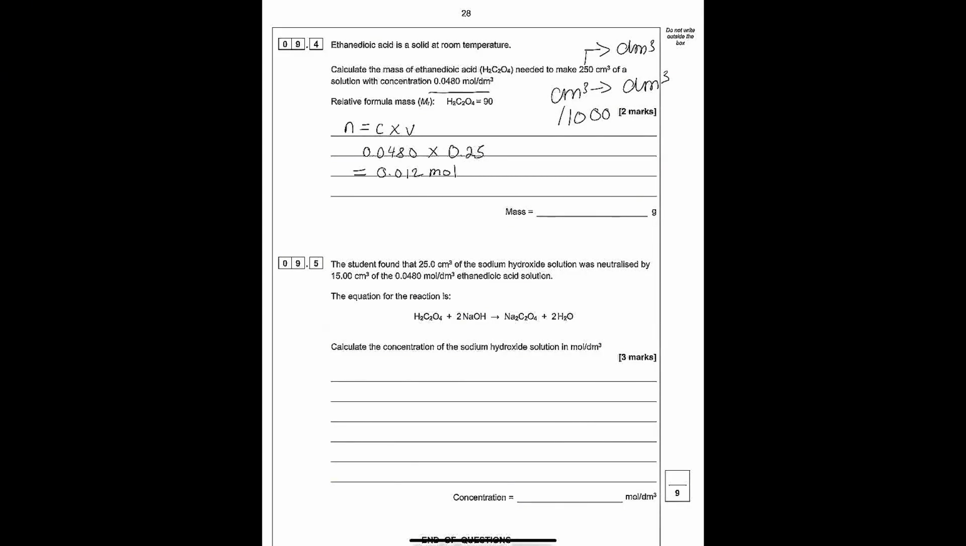Now we can work out the mass. When we are working out the mass, I'm just going to write this over here. Mass equals moles multiplied by the RFM. We're going to multiply it by the RFM of the ethylene dioic acid.